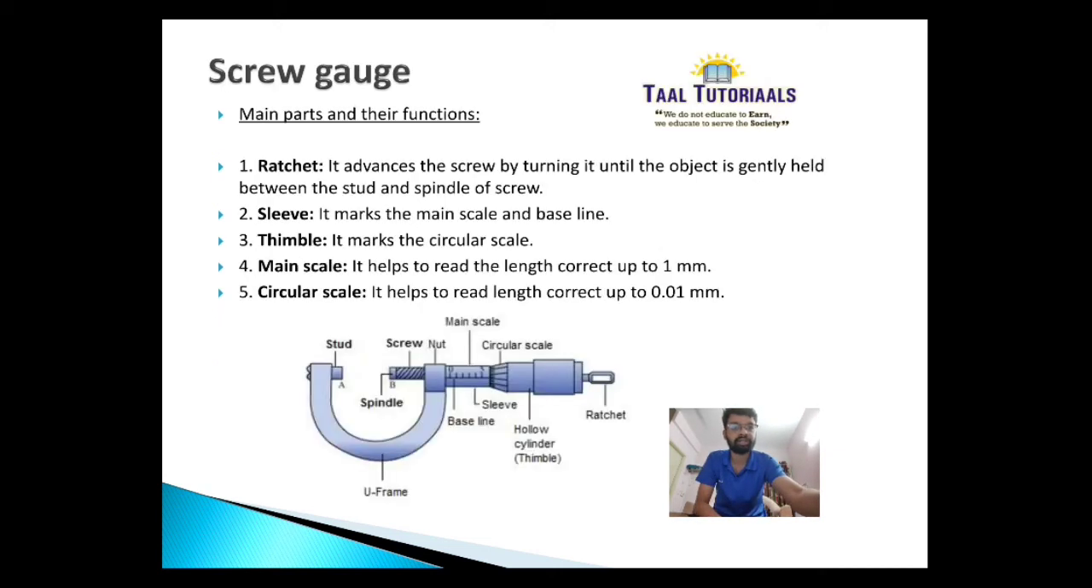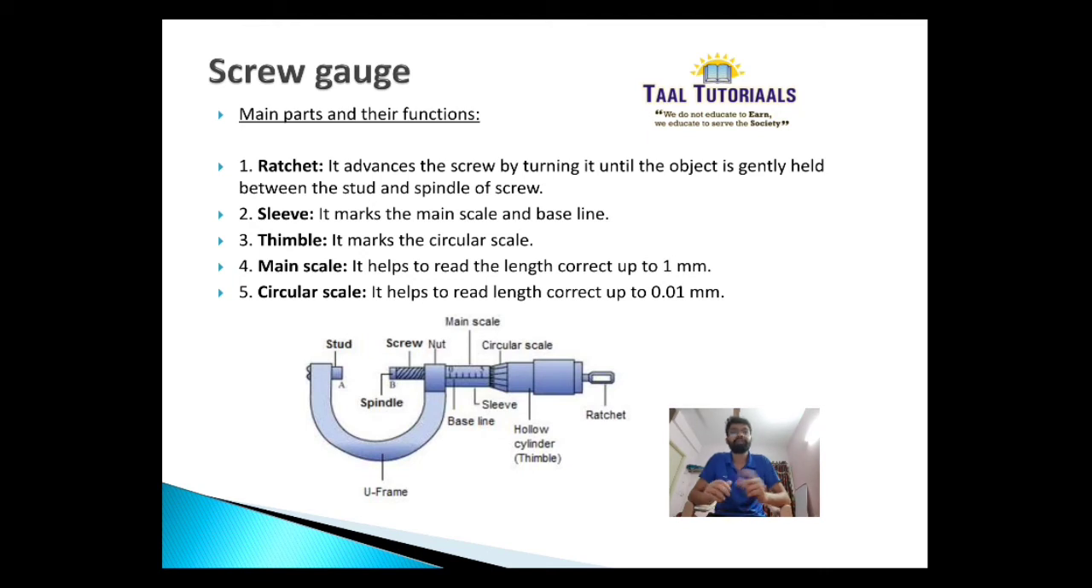Now we'll discuss the screw gauge and its parts. As I promised you, I'll show you the screw gauge in the next PPT. Here is the diagram of a screw gauge. We will see the stud, spindle, screw, nut, main scale, and circular scale. The circular scale is a very important part when we're doing the numericals. What are the main parts? Ratchet: it advances the screw by turning it until the object is held. And this is my personal experience, when it's held, it makes a ticking type of noise.